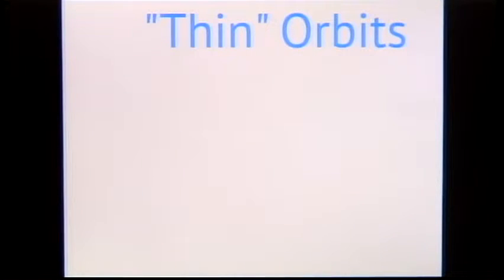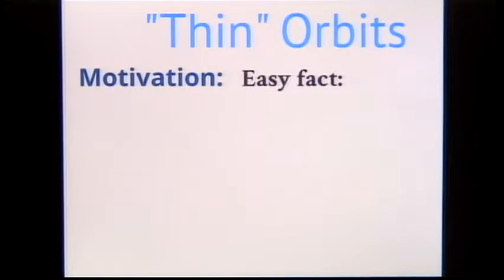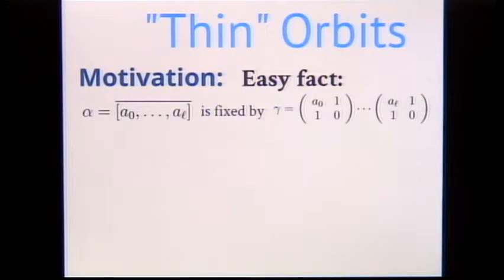So again, it's going to come a little bit out of left field, but the key player will be thin orbits. What do I mean by that? So let's motivate this discussion by an easy fact. If I have a quadratic irrational alpha with partial quotients a0 up to al, it's fixed by the matrix gamma, which is [a0 1; 1 0][a1 1; 1 0], and so on. It's just an easy computation. If you've never done it, do it right now. Actually, don't do it right now. Do it after, so that you don't miss what I'm about to say.